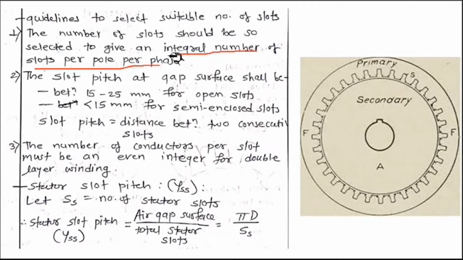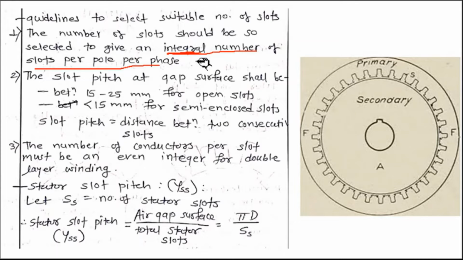Here, integral number means that the number should be an integer, that means 1, 2, 3, 4, 5, etc. That number should not be a fraction. Then and only then can you select that number of slots. So suppose you have selected 12 slots.